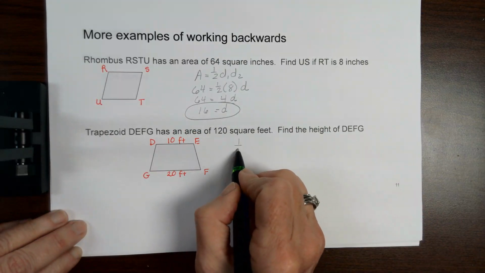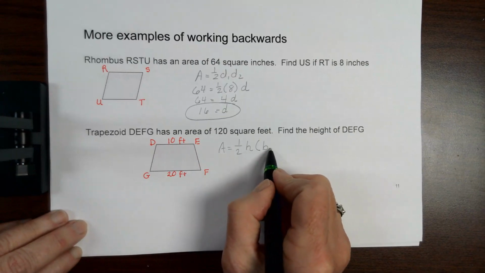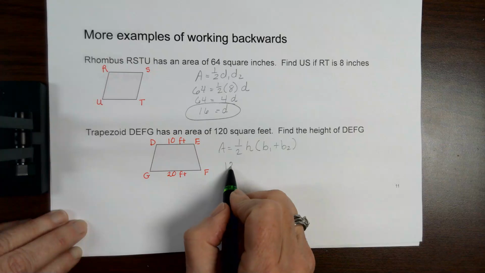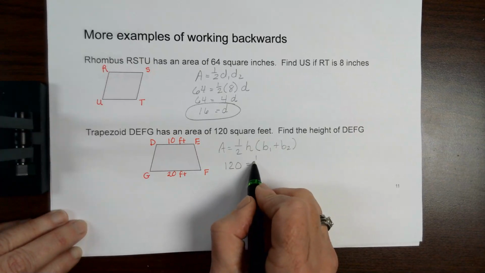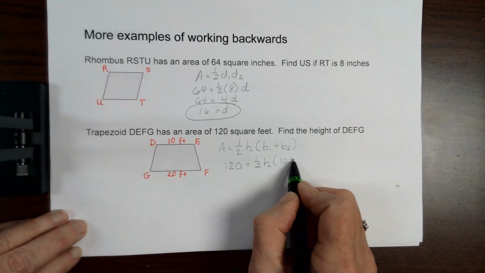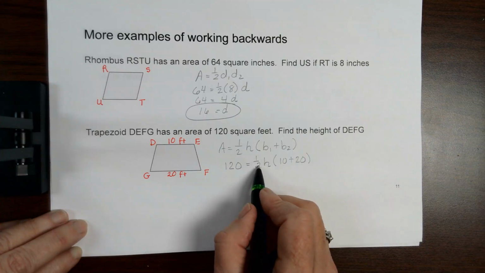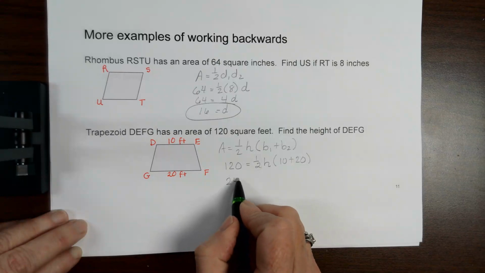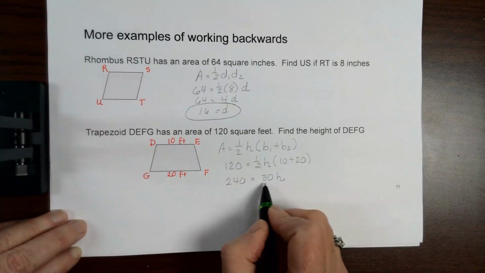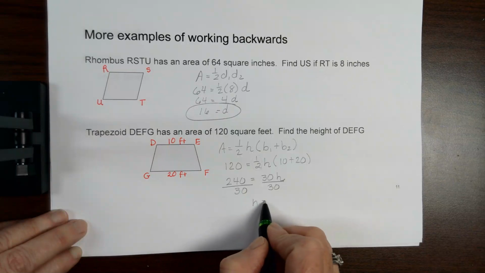Down here, you have area is equal to 1/2 h times b1 plus b2. I'm just filling in for what I have. I have 120 is the area. 1/2 times h, I don't know the h. And then I have 10 plus 20, which is going to give me the 30. So I'm going to get rid of this first. So I'm going to multiply by 2. So that's going to give me 240 is equal to 30 times h. Divide by your 30. And I'm going to get h is equal to 8.